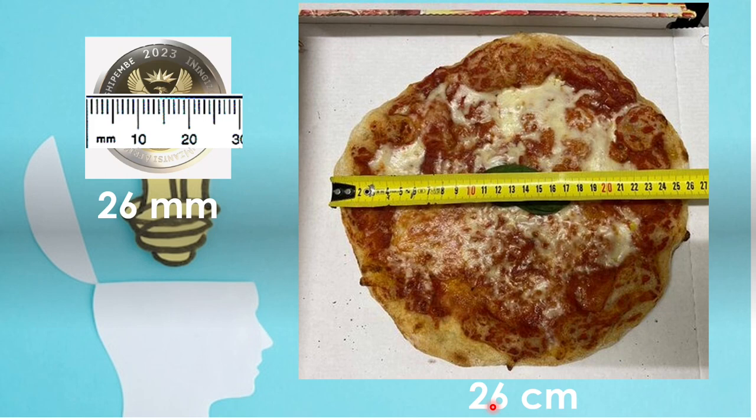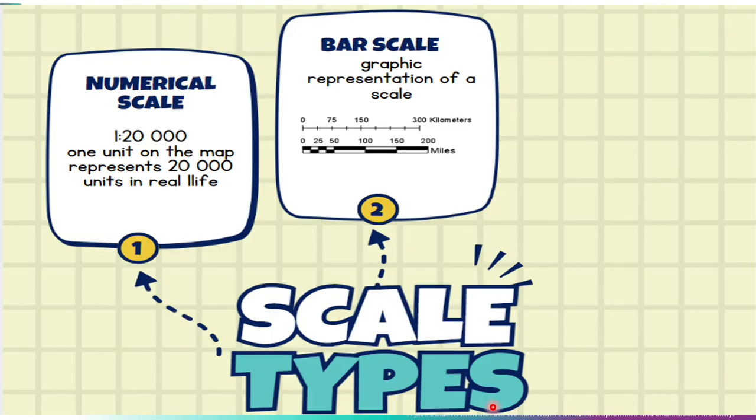Now, starting off with scale, we get 2 types of scales that we work with in mathematical literacy. You need to be able to work with both of these, so identify and work with them. You need to be able to name them, you need to be able to explain them, you need to be able to do calculations with them, and you need to know the advantages and disadvantages of each.